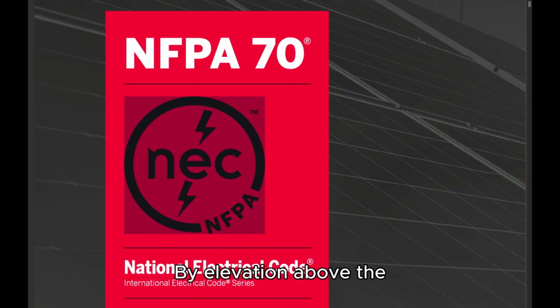4. By elevation above the floor or other working surface as follows: A minimum of 2.5 meters (8 feet) for 50 volts to 300 volts. A minimum of 2.6 meters for 301 volts to 600 volts. F. Locked electrical equipment rooms or enclosures. Electrical equipment rooms or enclosures housing electrical apparatus that are controlled by a lock(s) shall be considered accessible to qualified persons. Part 3. Over 1000 volts.